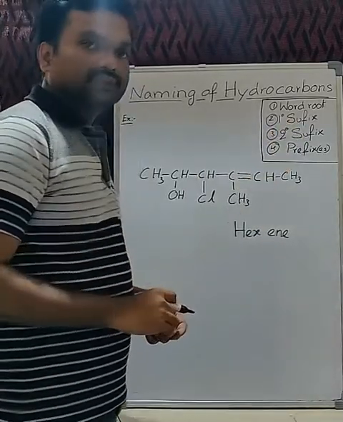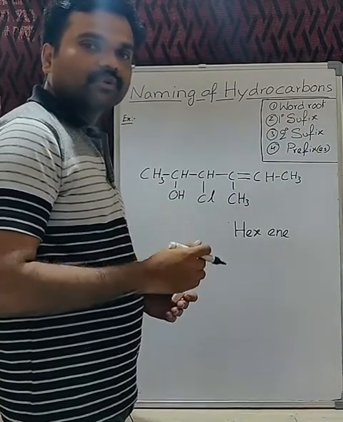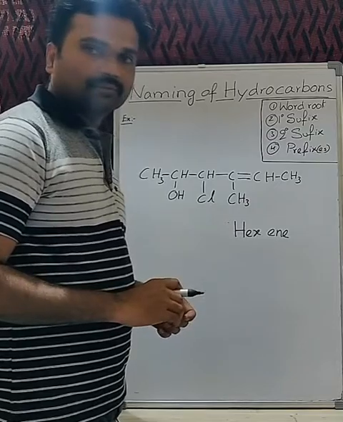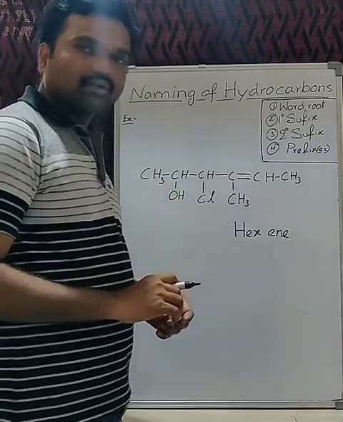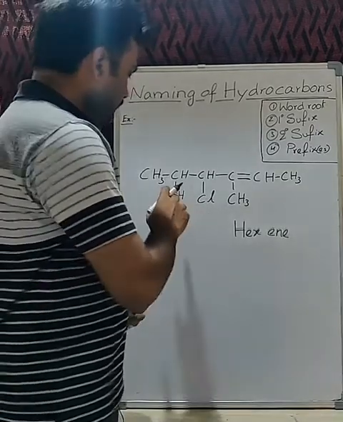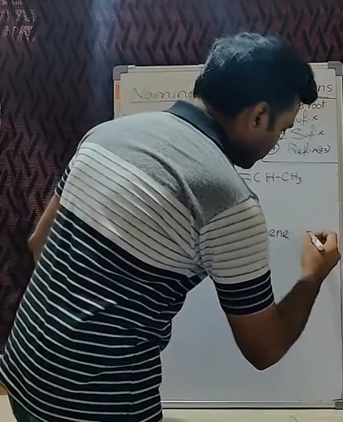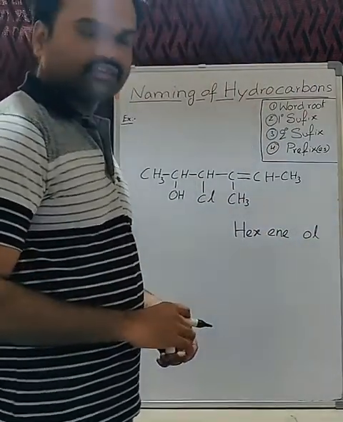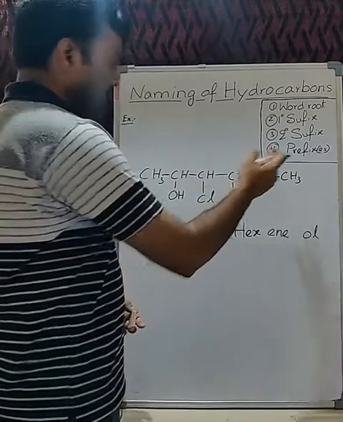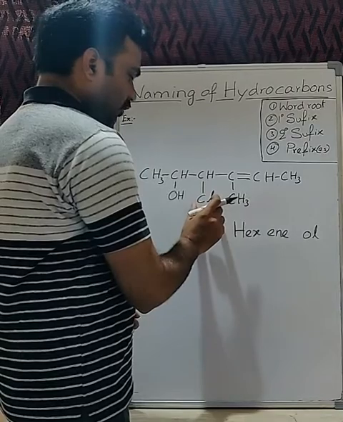Let us see secondary suffix. Secondary suffix represents the functional group that exists on the main chain. Here there is an alcohol group or OH group in the main chain as the functional group. If an alcohol group is present, it will be named as OL. It is the secondary suffix. Then prefixes, side chains and halo groups.